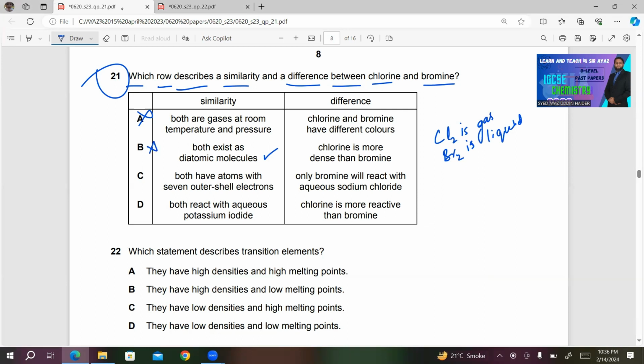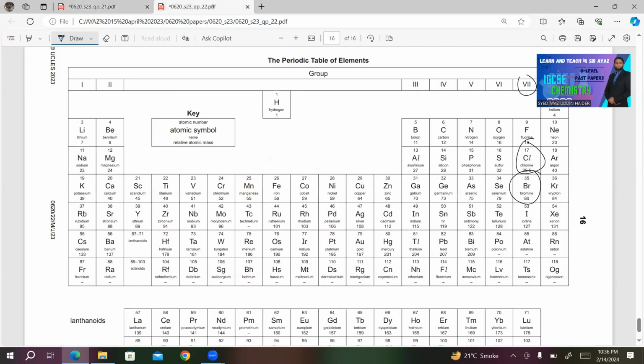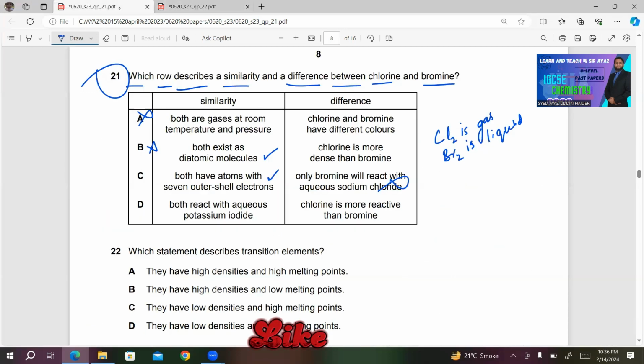C. Both have atoms with 7 outer shell electrons. This statement is also correct. Only bromine will react with aqueous sodium chloride. This is incorrect. The reason is that bromine is below chlorine and the reactivity trend is that the reactivity decreases down the group. Only one statement is left, so this must be the right statement.